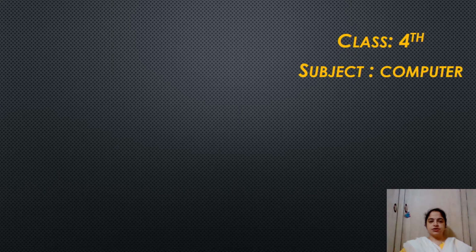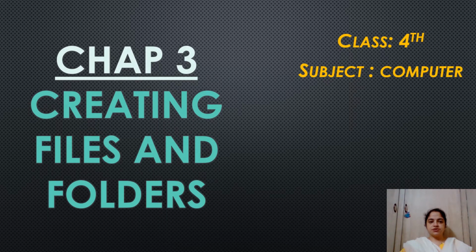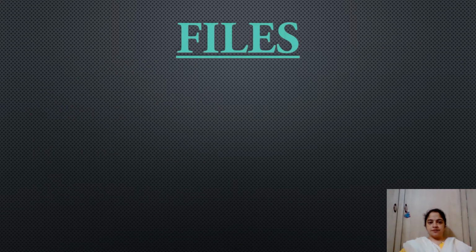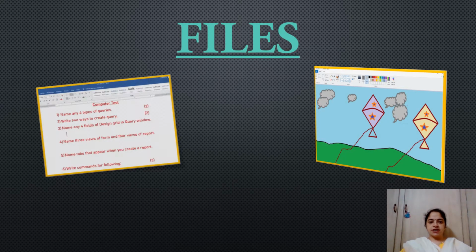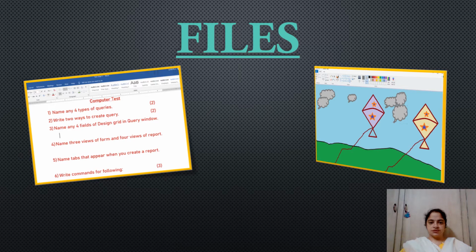Hello students, today we are going to start with chapter number 3, creating files and folders. What is a file? Whether we make some drawing in MS Paint or do some typing in WordPad or MS Word, we save our work in the computer by giving it a name. That means whatever work we do on the computer is saved or stored as a file. And every file is identified with a name.